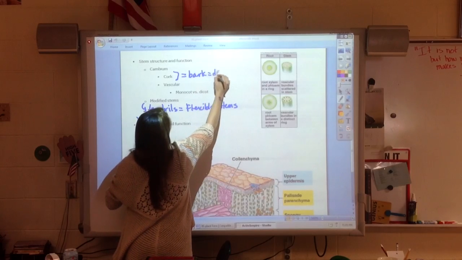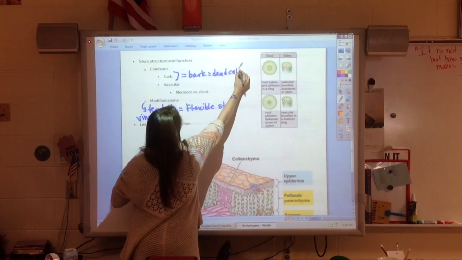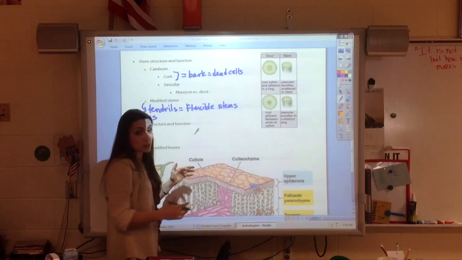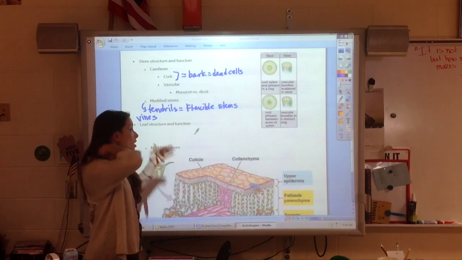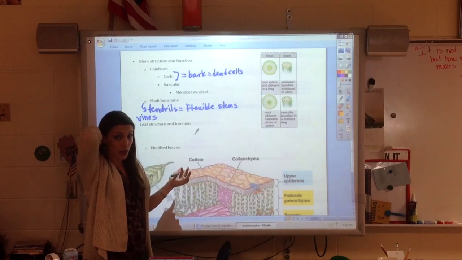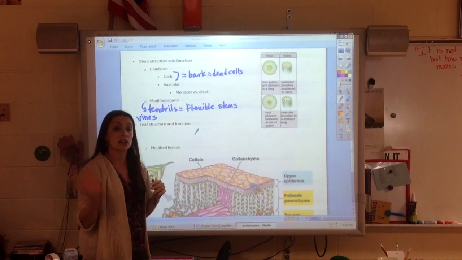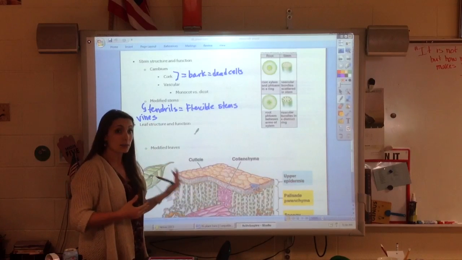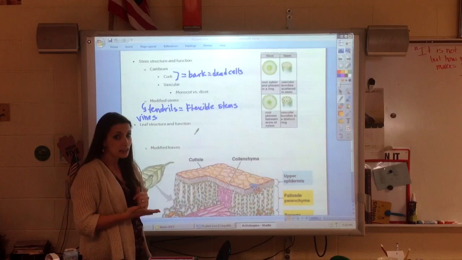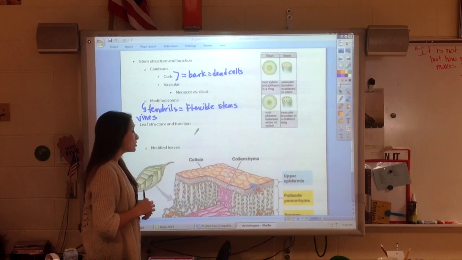which is basically dead cells. So they have to grow the cells, kill the cells for that support, so they're dead at maturity, but it takes a lot of energy to do that. And so some plants have actually found a unique way around that, an adaptation. Keep in mind they didn't find it. There was a genetic mutation.